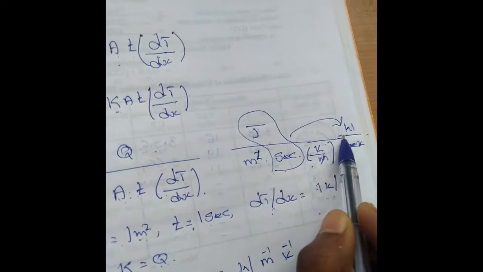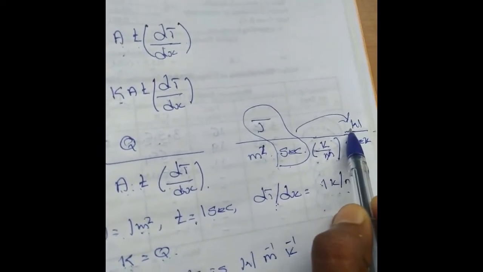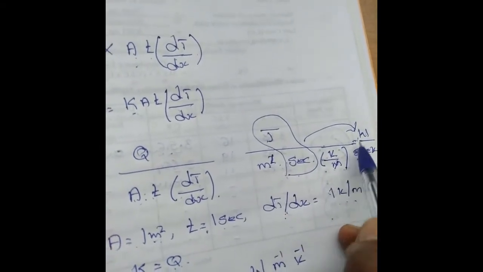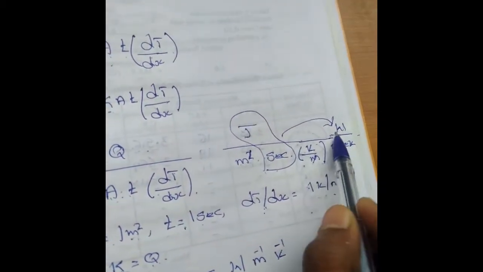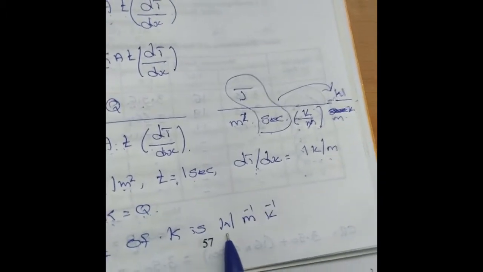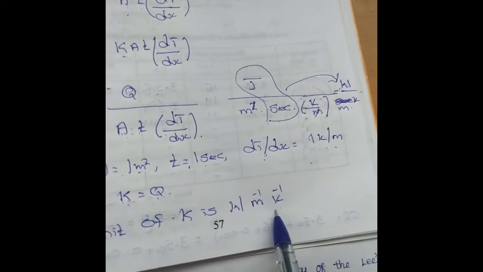Joule per second, which is the unit of power, can be written as watt. So watt divided by meter into Kelvin, or simply we can write it as watt meter inverse Kelvin inverse, which is the unit for thermal conductivity of a material.